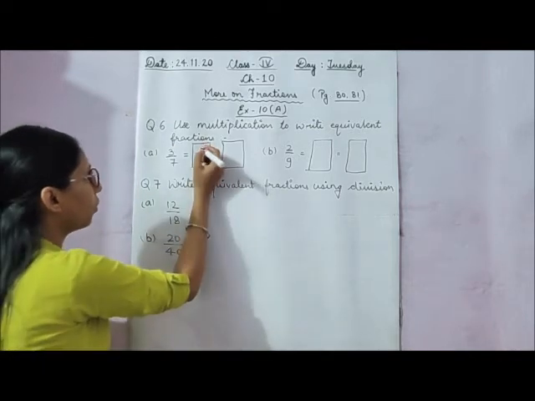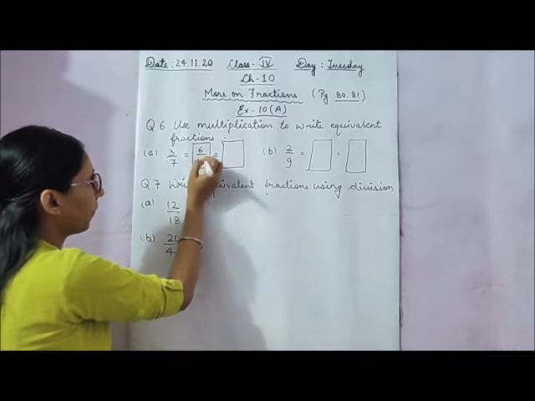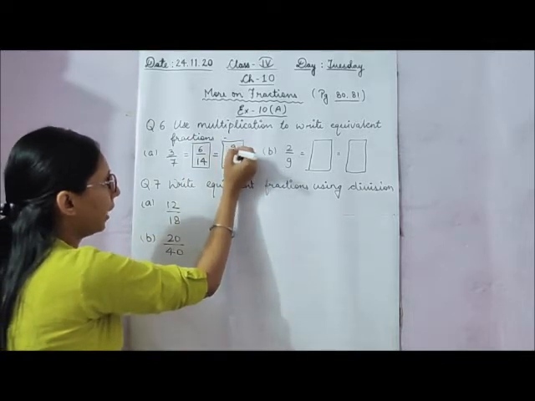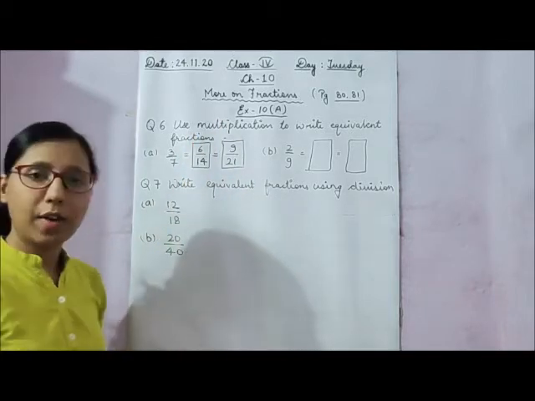So 3 into 2 is 6. 7 into 2 is 14. 3 into 3 is 9. And 7 into 3 is 21. So these are the equivalent fractions.